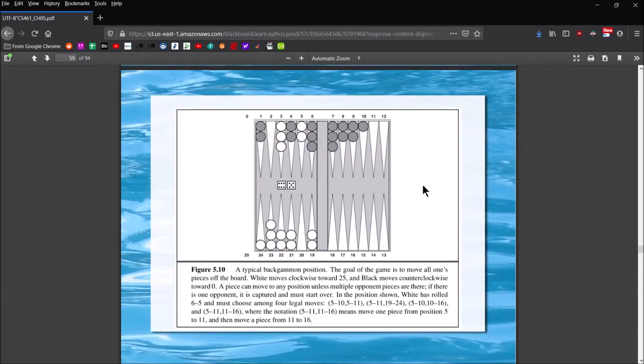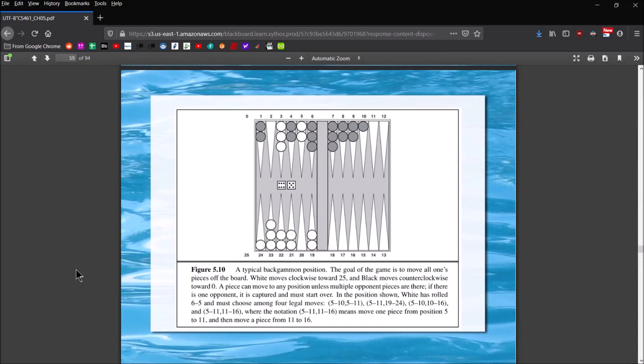So anyway, the backgammon example, figure 5.10 from the text, is laying out a typical backgammon position, right? So you want to move all of your pieces off the board. That's the goal. So white is moving clockwise towards the position indicated as 25. I mean, you would move clockwise going from 7 to 12 to 16 to 21 and then finally off board on 25, just in that direction. And then black does the opposite, going from the direction of 24 to 18 to 8 to 1 to 0, right? So there you go.